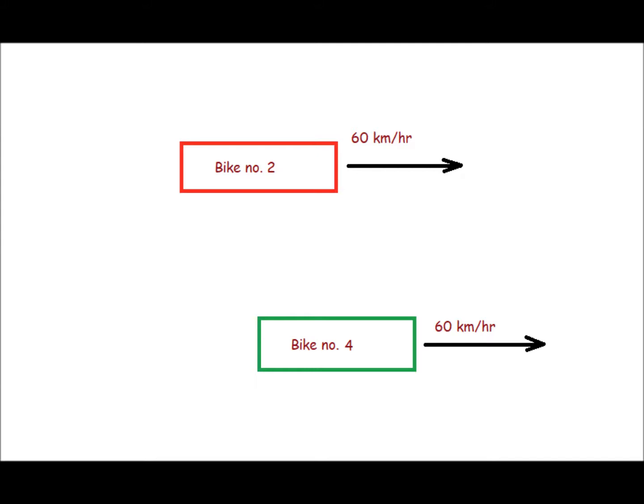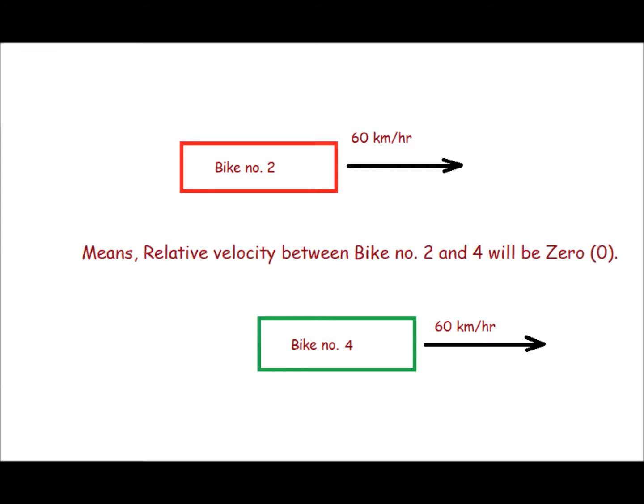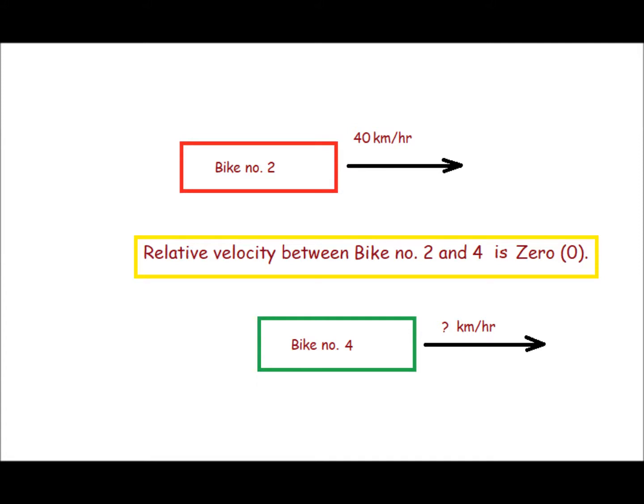It means the relative velocity between bike number 2 and 4 will be 0, as both bikes are moving at the same speed. Now let us say we have information that the relative velocity between bike number 2 and 4 is 0. If the speed of bike number 2 is 40 km per hour, then what will be the speed of bike number 4? As the relative velocity between bike number 2 and 4 is 0, the velocity of bike number 4 will be the same as bike number 2. Hence, bike number 4 will move with a speed of 40 km per hour.